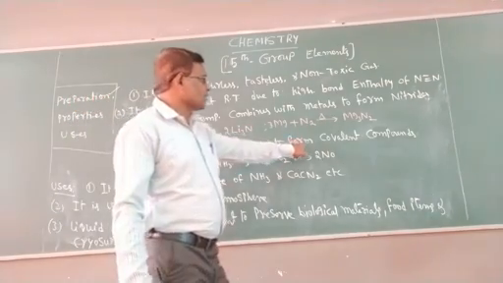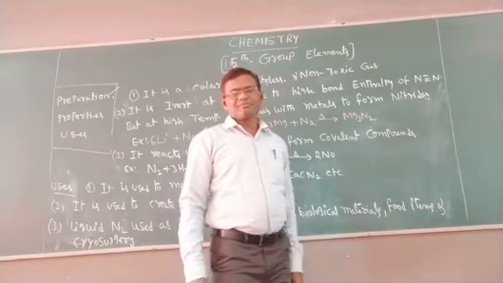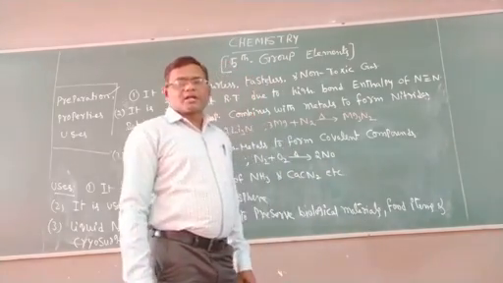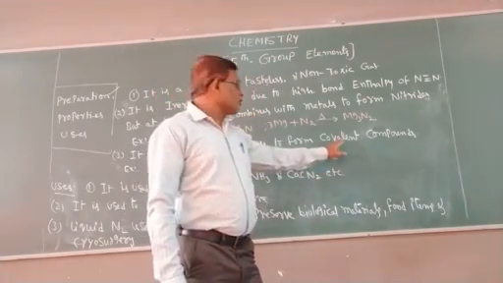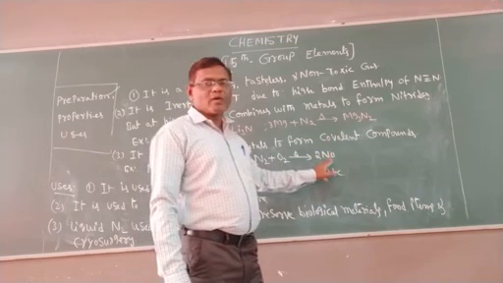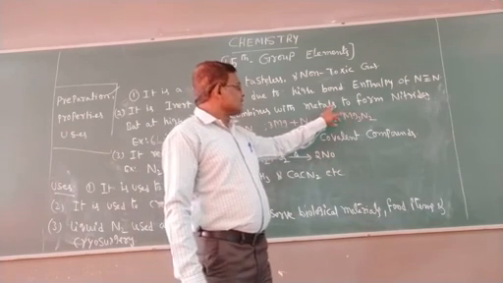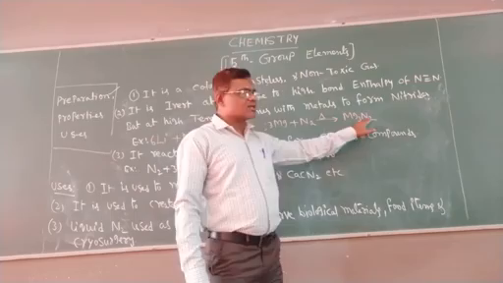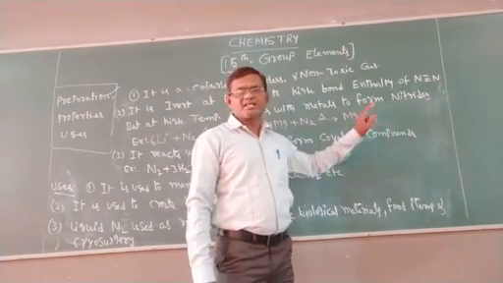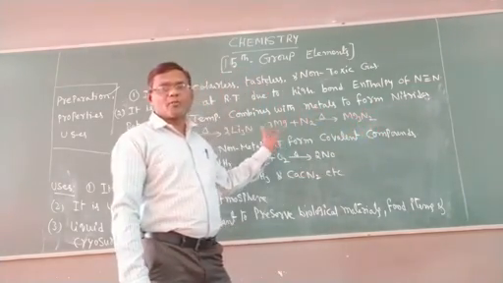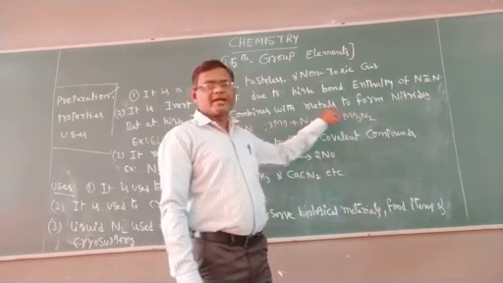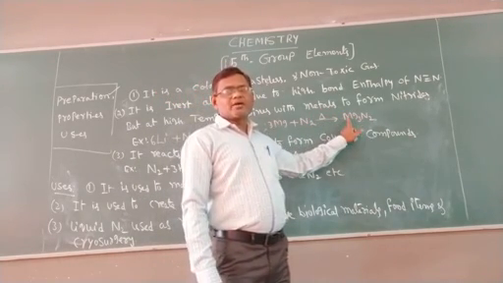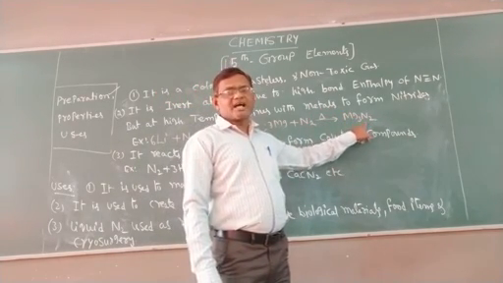Here the compounds formed are covalent in nature. When nitrogen combines with non-metals, the compounds formed are covalent in nature. But when it combines with metals, the compounds formed are ionic in nature, because metals are highly electropositive and nitrogen is a highly electronegative element. Then the electronegativity difference is more, so the nature is ionic.